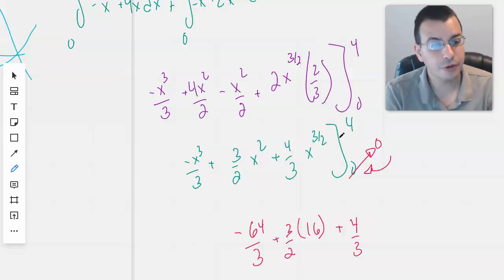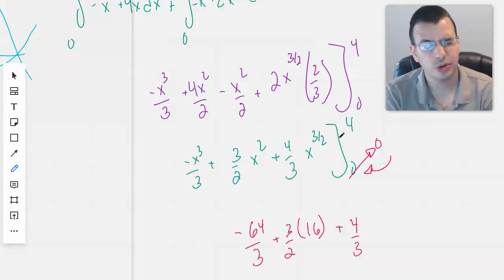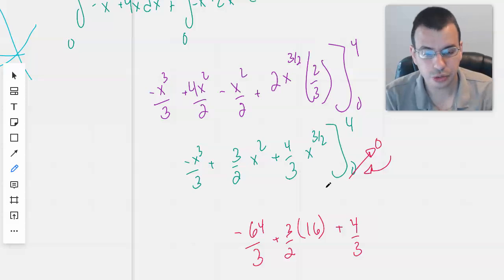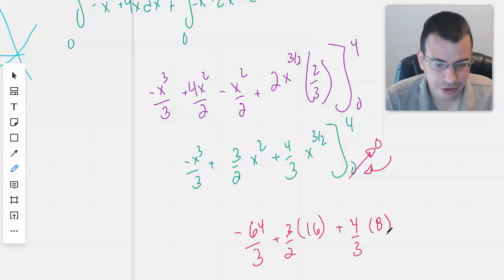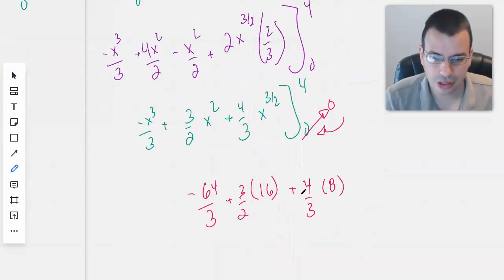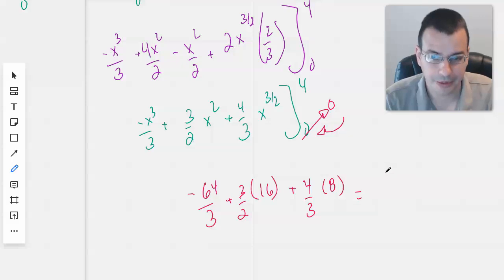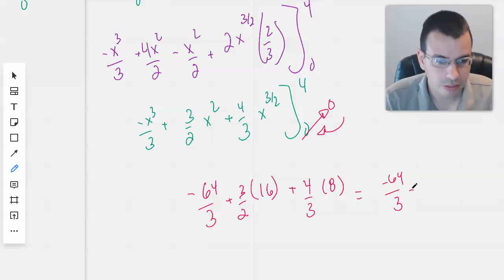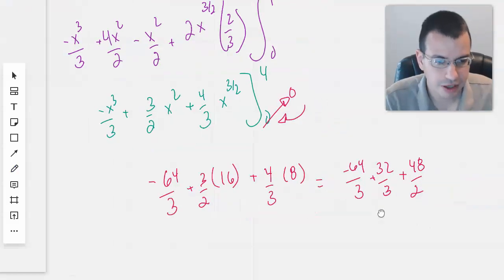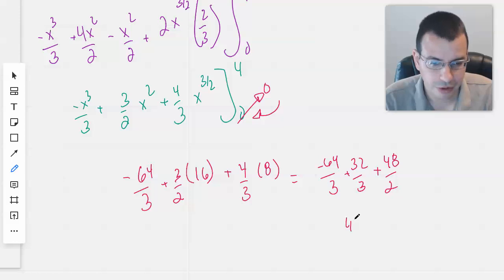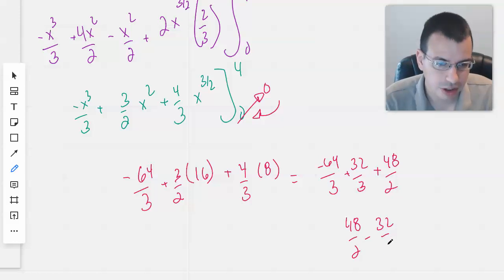So 4 to the 3/2. The square root of 4 is 2, and 2 cubed is 8. So it looks like we're going to be going with 6's here as a common denominator. So negative 64 over 3 plus 32 over 3 plus 48 over 2. Okay, so this will be 48 over 2 minus 32 over 3.